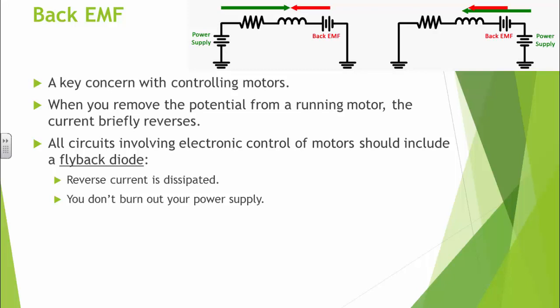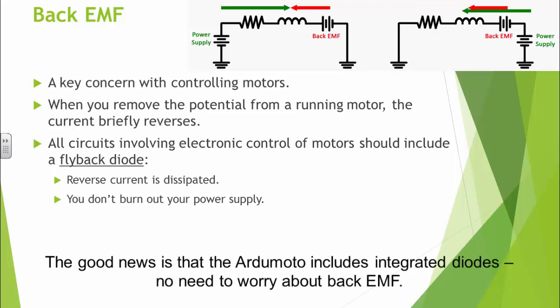So all circuits involving electronic control of motors should include what's called a flyback diode. What this does is it dissipates the reverse current to avoid it burning out electronic components. Now the good news here is that all motor shields include these flyback diodes, so we don't have to worry about back EMF as long as we use these motor shields.